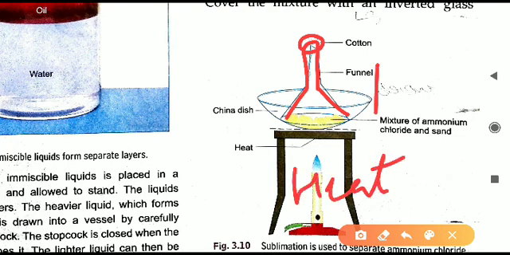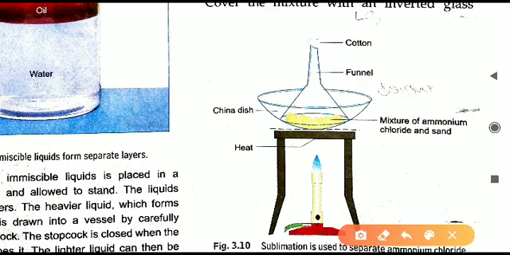On heating, ammonium chloride, NH4Cl, will start converting into vapors and gaseous form. Ammonium chloride is sublimating in nature, its sublimation will start. And on sublimation what will happen? It will convert into vapors, so it will start arising upwards. It will become gaseous form. Ammonium chloride gaseous and vapors form can be easily observed here, but upside we have closed it with the cotton.